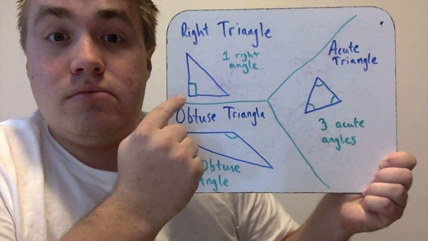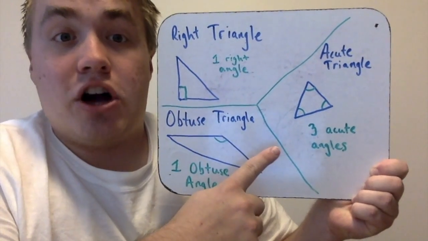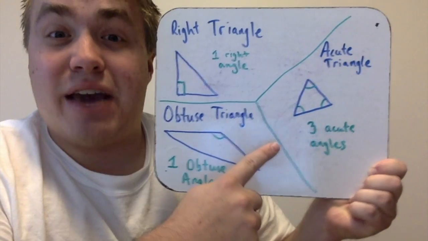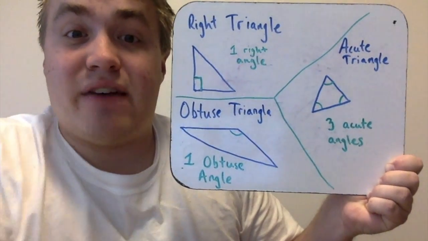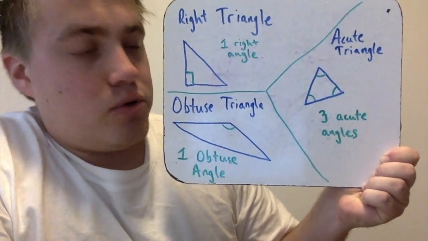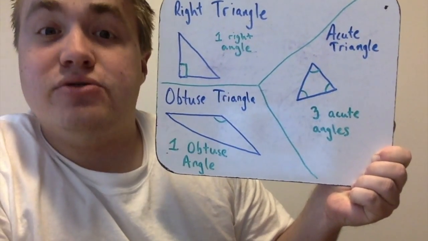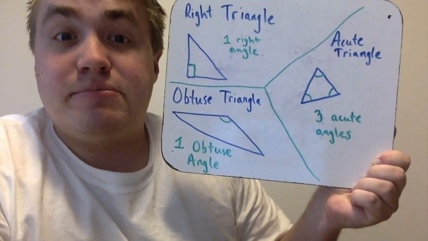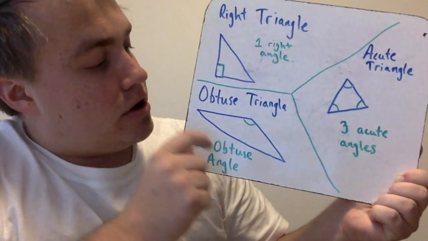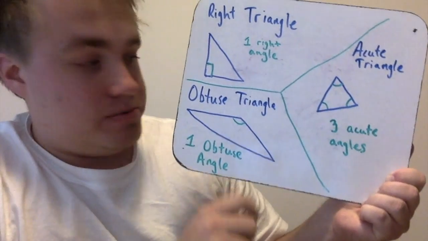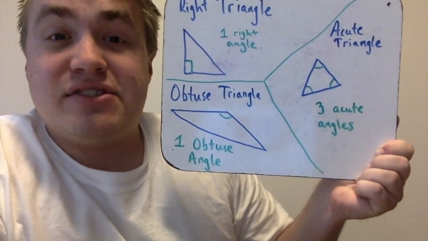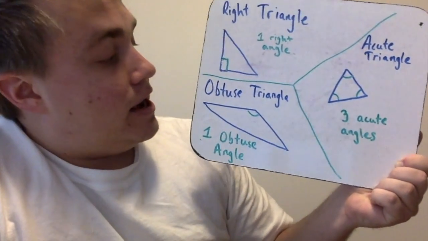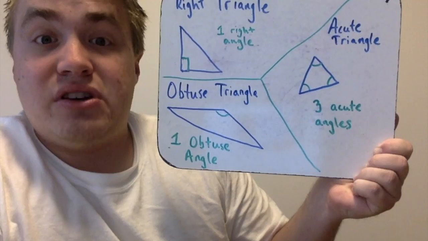So again, right triangle, 1 angle of 90 degrees. Acute triangle, 3 acute angles. And last but certainly not least, down here we have obtuse triangles. Now the way to identify a triangle as an obtuse triangle is if the triangle has 1 obtuse angle. All right? These 2 angles down here are acute, but I do have 1 angle that is greater than 90 degrees, which makes it obtuse. And therefore, I have an obtuse triangle.